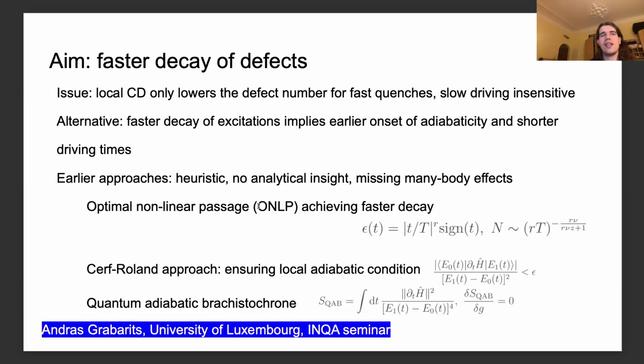They were mostly heuristic, with no analytical insight and missing even the simplest many-body effects. There is the optimal nonlinear passage, relying on the Kibble-Zurek scaling law, which achieves a faster decay, but not the best possible. And then local adiabatic conditions, the Sarfaroli or the quantum adiabatic brachistochrone approaches. Both of them try to minimize the local adiabatic condition. The first, by bounding it with a given constant. The second, by minimizing it in terms of an action, according to a least action principle.